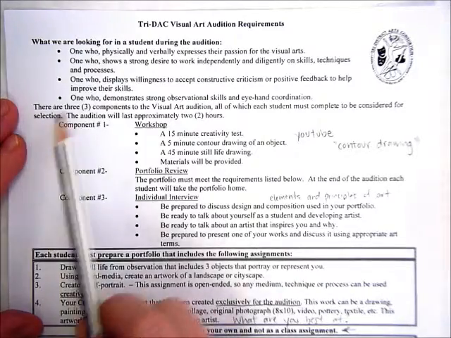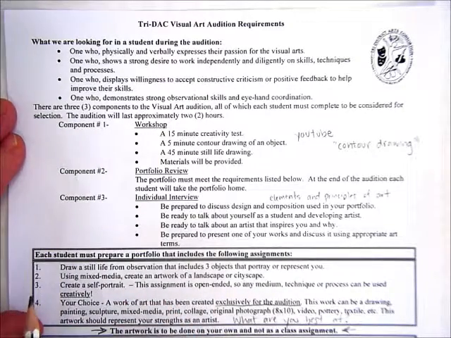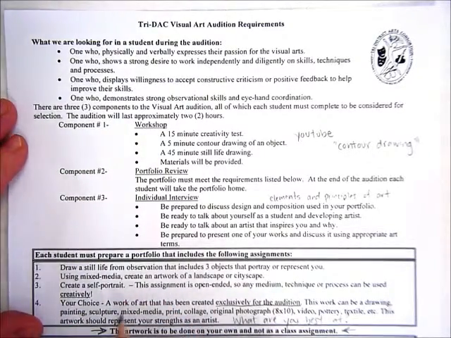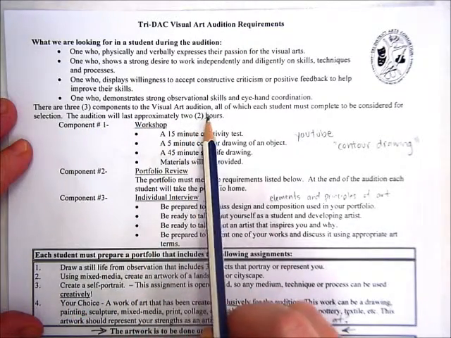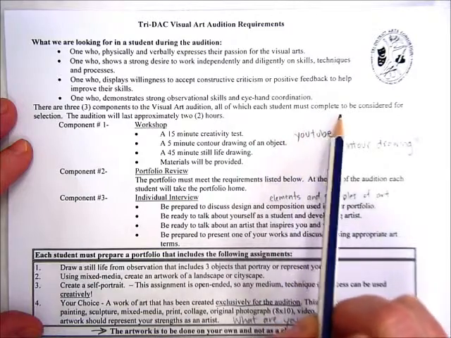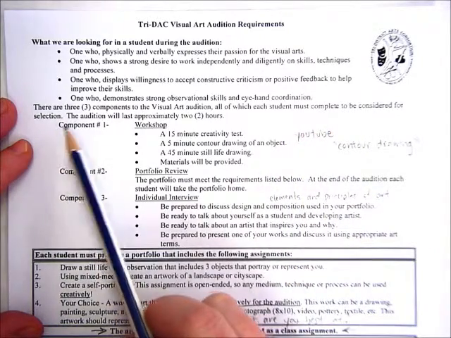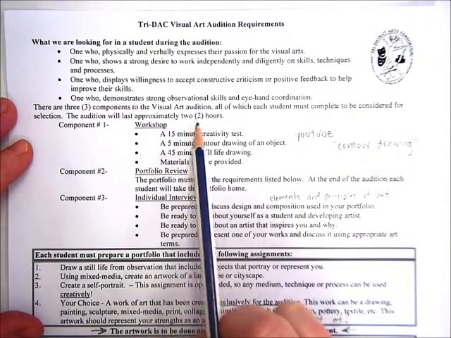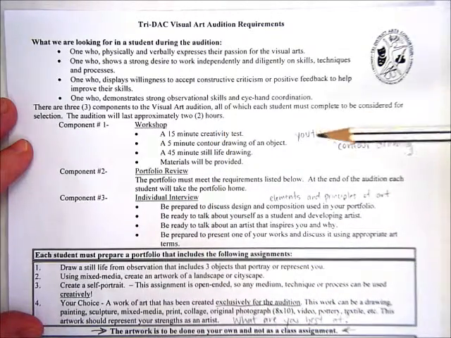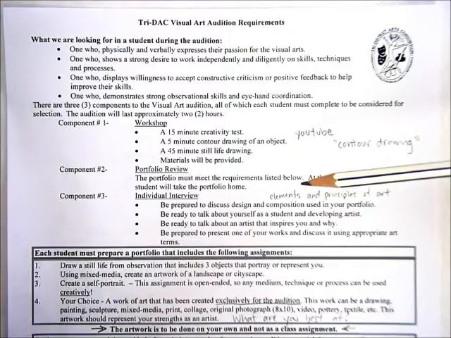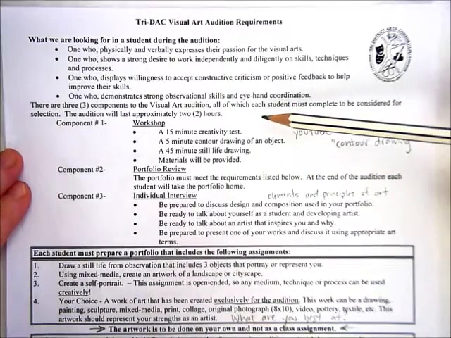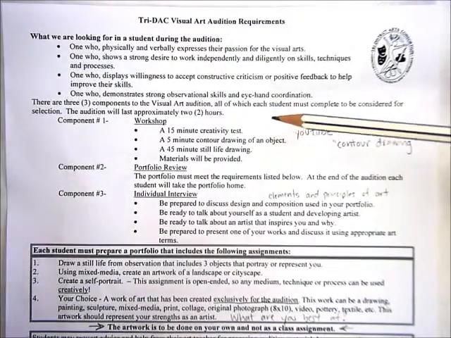Now, let's start here. This is where it starts to get into the actual audition, which is like a tryout. There are 3 components to the visual art audition, all of which each student must complete to be considered for selection. The audition will last for approximately 2 hours, and this is the only paper they gave me, but I'm sure they gave you where it's located. It used to be in the northeast of Columbia at a high school there.